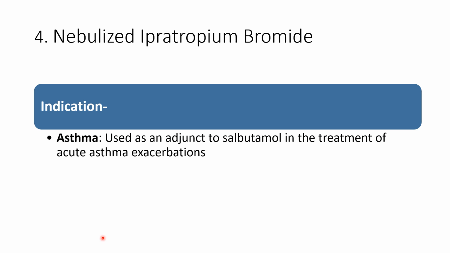Nebulized ipratropium bromide is very effective in asthma. This should be used as an adjunct to the salbutamol in acute severe asthma exacerbation. It can be mixed with the salbutamol in the same nebulizer, and we should keep in mind this should not be used as a first line drug in asthma. This should be used as an adjunct to the salbutamol whenever the patient is not responding with only nebulized salbutamol, we can add this drug. It is very effective.